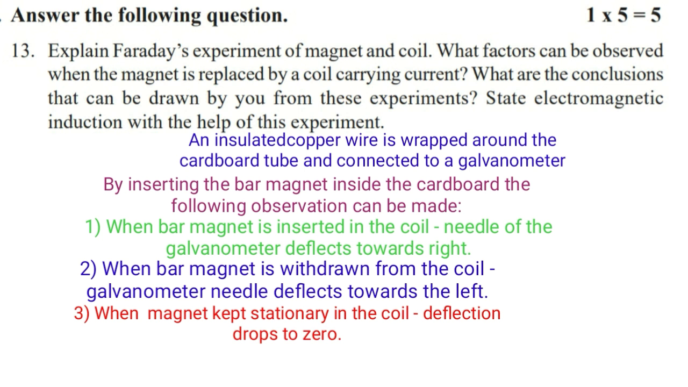Answer. An insulated copper wire is wrapped around the cardboard tube and the ends are connected to a galvanometer. By inserting the bar magnet inside the cardboard tube, the following observations can be made. First observation, when the bar magnet is inserted in the coil, the needle of the galvanometer deflects towards the right. In the same way, when the bar magnet is withdrawn from the coil, the galvanometer needle deflects towards the left. When the magnet is kept stationary in the coil, the deflection drops to 0.